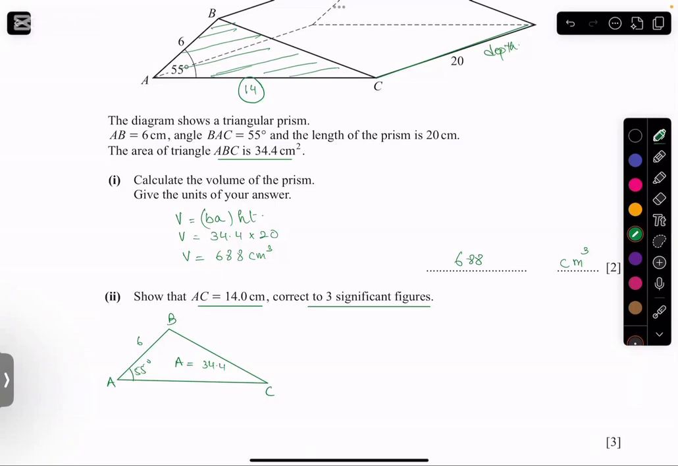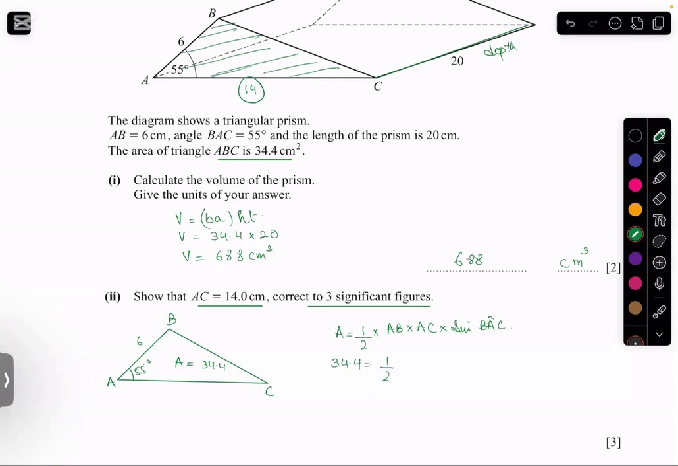Right? I have discussed the area formula. When the triangle is not a right angle triangle, the area is half times the product of two adjacent sides. What are the two adjacent sides? AB and AC. So area is half times AB into AC, and then the sine of the inclusive angle. What is your inclusive angle? In this case, it's going to be BAC. So area is given, it's 34.4.